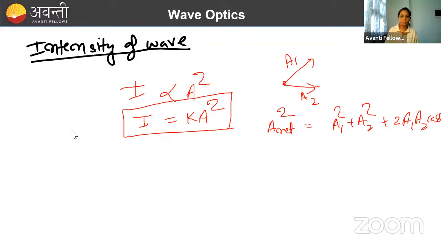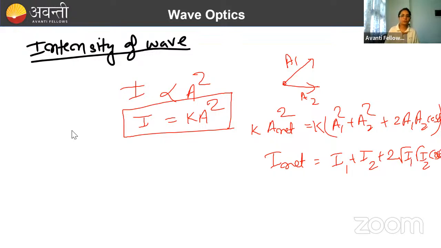So A net square. If I multiply all sides with K, what will I get? K A net square will become the net intensity, and that will be equal to I1 plus I2 plus 2 root I1 root I2 cos phi. So this is how we write the intensity of two waves. If the intensity of this wave was I1, intensity of this wave is I2, and if the phase difference between them is phi, then I net can be written as I1 plus I2 plus 2 root I1 I2 cos phi.